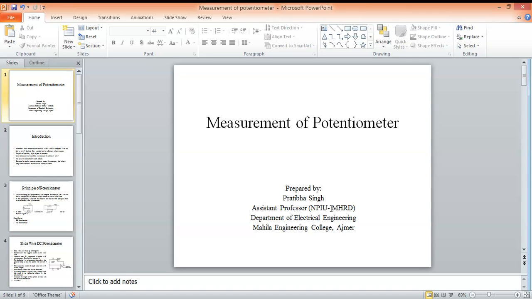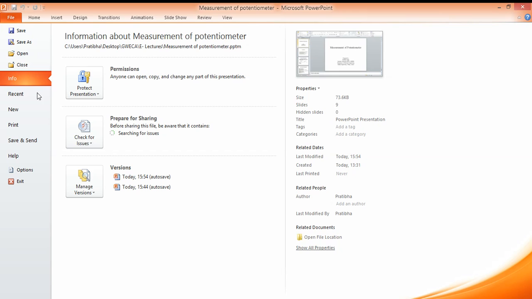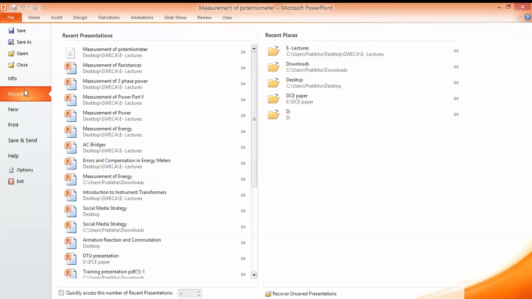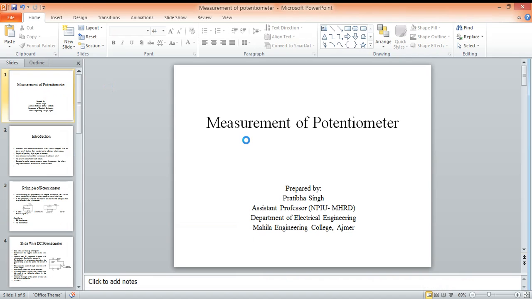Good afternoon, everyone. So today we are going to study the topic measurement using a potentiometer. In the last lecture, we had discussed the measurement of three-phase power. In the three-phase power, we had discussed till the point.